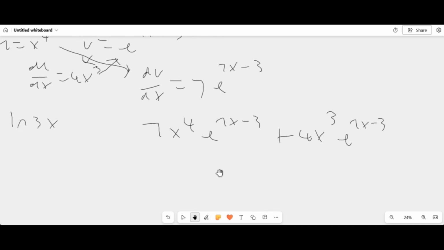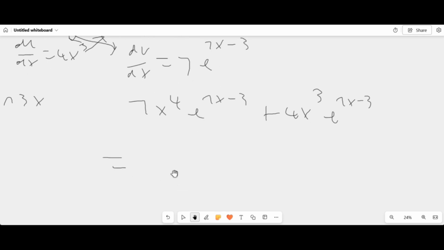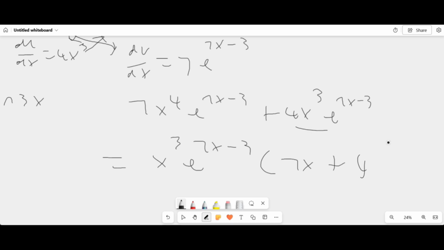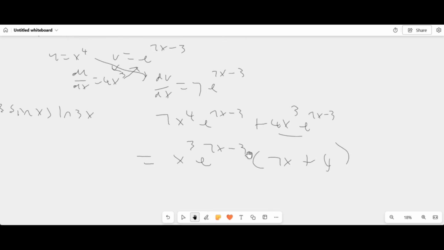Now what you want to do is take out x to the power 3 since that's common between them, and take out e to the power 7x minus 3. That's going to leave you with 7x here, and 4 over here. So we took all of that outside. That's the end of part B.